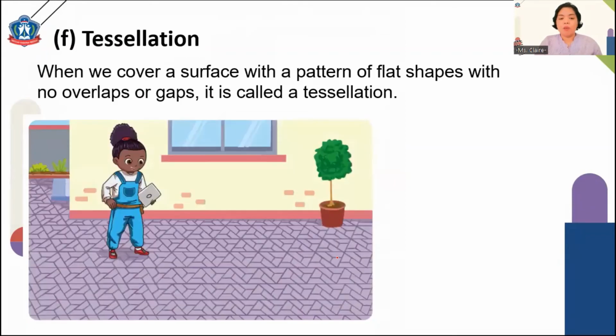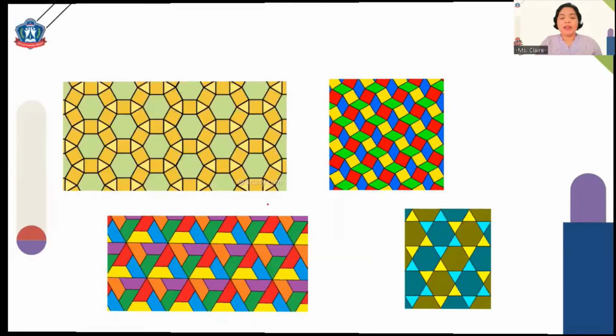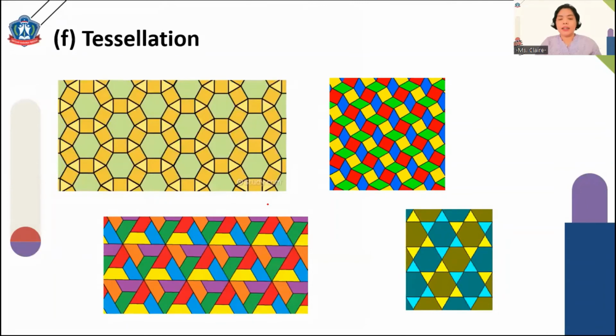Take a look. What have you observed on our tessellation? Ron says these are all quadrilateral tessellation. Is it correct? Okay. I have also here different kinds of tessellation. Take a look. So during our class, we will discuss more about tessellation.